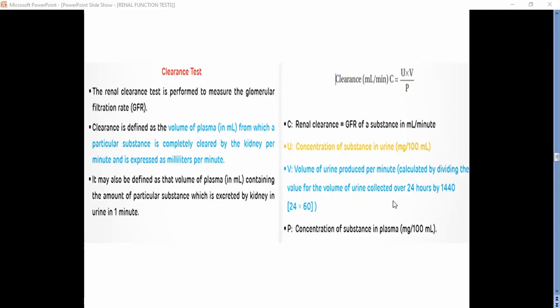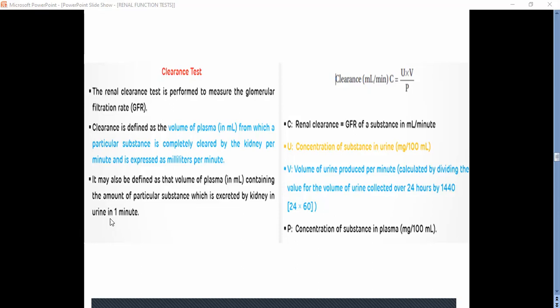This is called the clearance test. It may also be defined as the amount of plasma in ml containing the amount of a particular substance which is excreted by the kidney in urine. So if the clearance of a particular substance from plasma is analyzed and there is any defect, it may accumulate either in the serum, that is in plasma, or in the urine. By analyzing these substances, we can tell how much is cleared or not cleared at the kidney glomerulus level.